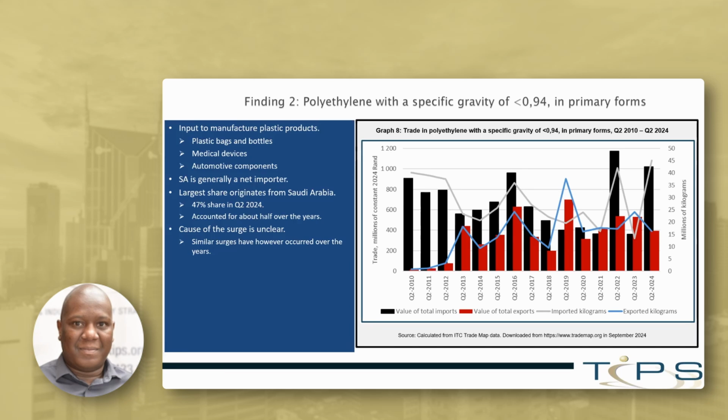The largest share originated from Saudi Arabia in the second quarter of 2022, which was about a 47% share of total imports of polyethylene. This has accounted for about half of imports over the years. The cause of the surge in the second quarter of 2024 was unclear. However, similar surges have occurred over the years.